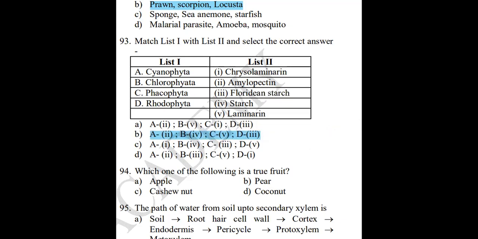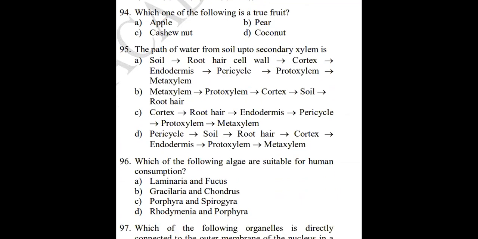Okay. Next, we move on to the next question. Which of the following is a true fruit? First, we have to understand what is a true fruit. If we are talking about a fruit and a seed, we know that the ovary is the one which gives rise to what? Fruits. So we'll write: ovary gives fruit. And the ovule gives what? Yes, the ovule usually gives seed. Ovule gives seed.